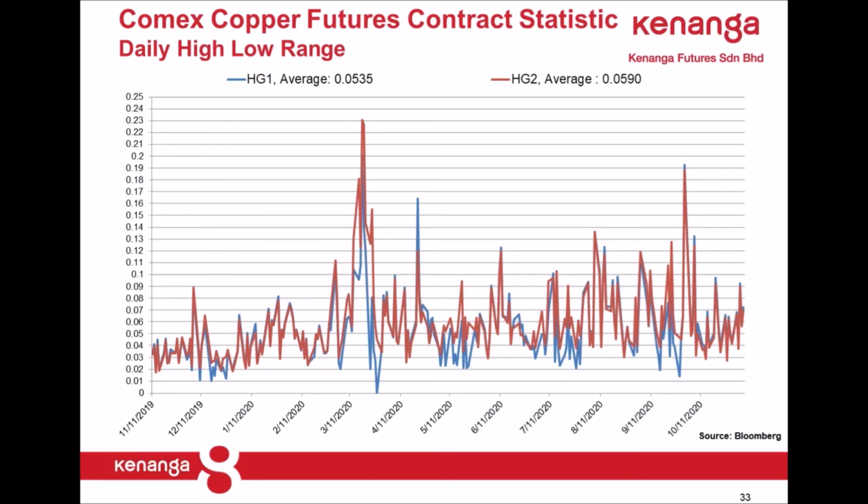100 ticks, if you times $12.50 per tick, is actually equivalent to a $1,250 US dollar fluctuation in a single day. So basically, it is a very active contract, and it is also very volatile, ideal for an intraday trading contract where the movement is very active, and there is a lot of opportunity to capitalize on if you are an intraday trader.